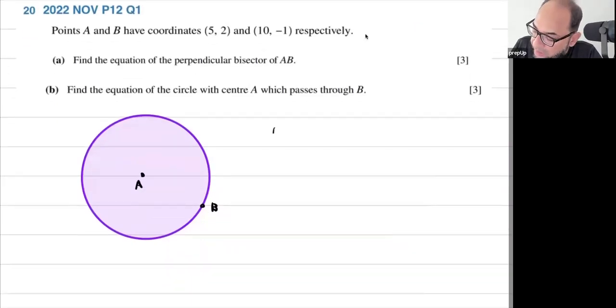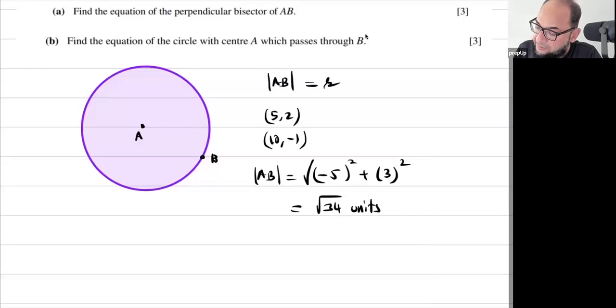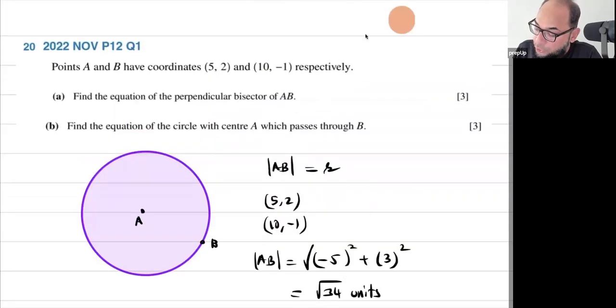So AB should be the radius. The magnitude of AB should be the radius. So this is (5, 2). This is (10, -1). AB magnitude: (5 minus 10, which is negative 5) whole square, (2 minus 1... 2 minus (-1) is 3) whole square. Under root, 25 plus 9, square root of 34. That is the radius. And the center of the circle is (5, 2).